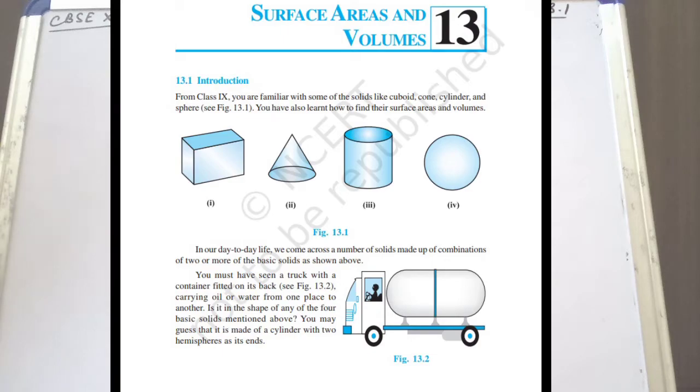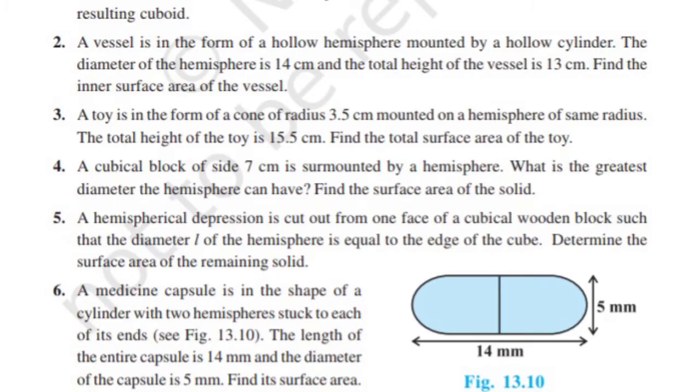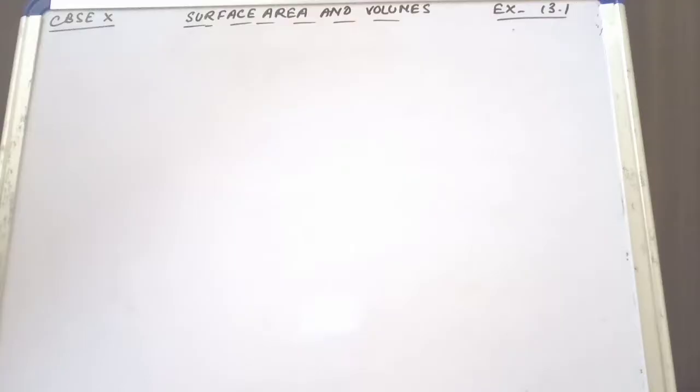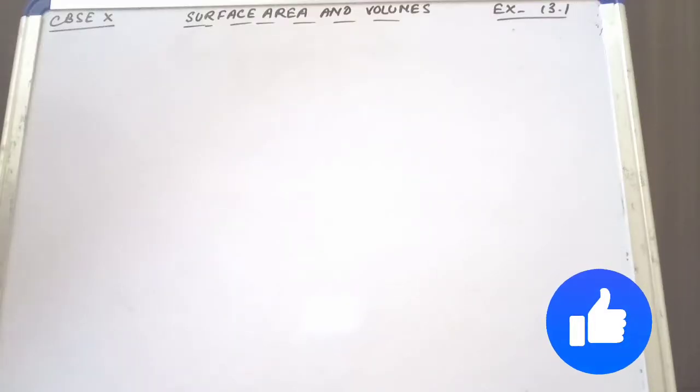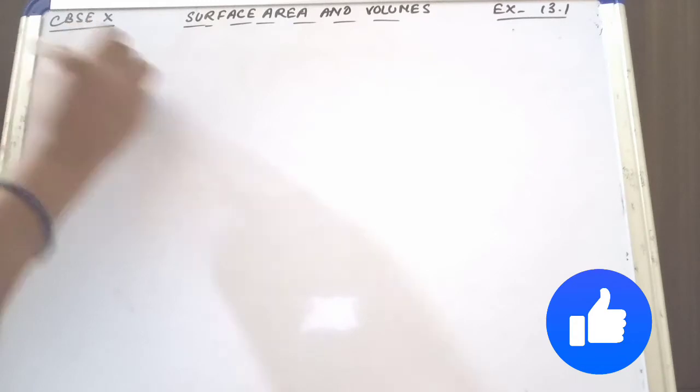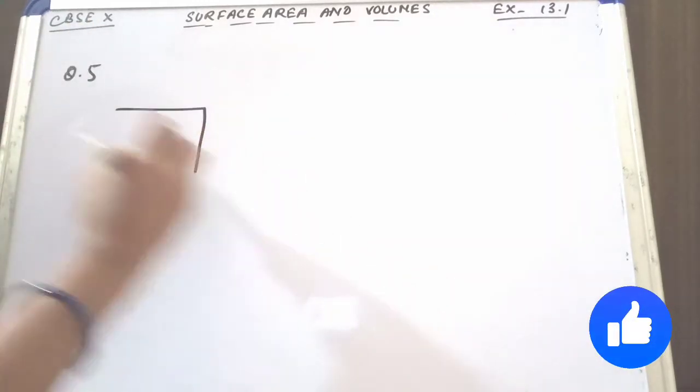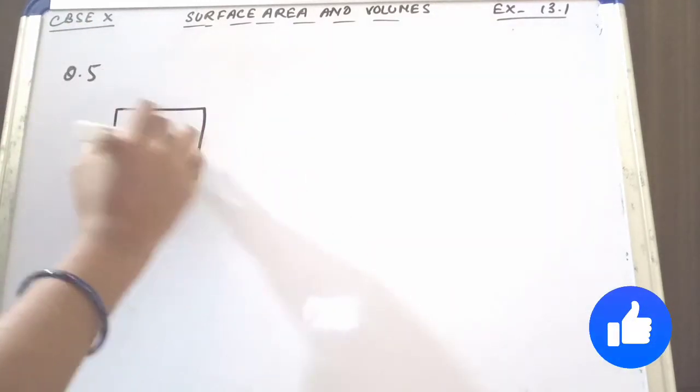So at first, question number 5. A hemispherical depression is cut out from one face of a cubical wooden block such that the diameter L of the hemisphere is equal to the edge of the cube. Determine the surface area of the remaining solid. So at first, clear the concept very well. Suppose this is a cubical block.